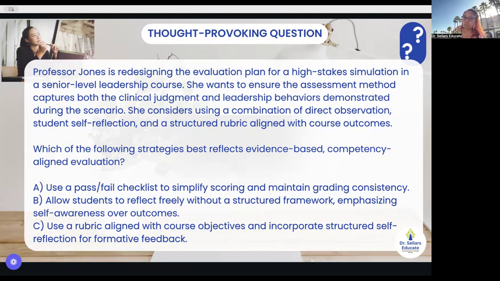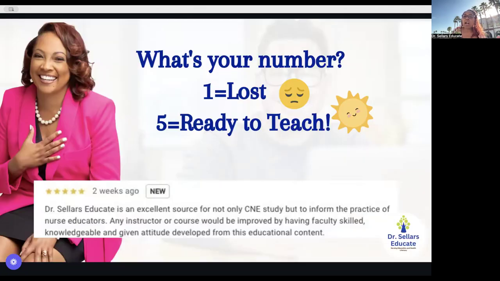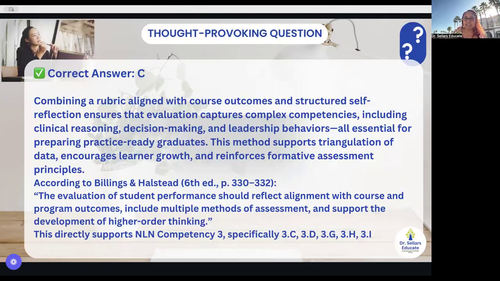All right, so what was your choice? As you think about this thought-provoking question, how are you feeling about these concepts? Do you feel like you're lost and it's a little bit of alphabet soup? You're not sure exactly which area we were talking about. Again, you're going to go back to those page numbers and chapters that we talked about. You're going to look at table 24.1 as well as chapter 10. But go ahead and do a self-assessment. If you feel lost, you're giving yourself a 1. If you're feeling like you're ready to teach and feeling pretty confident, go ahead and give yourself a 5.